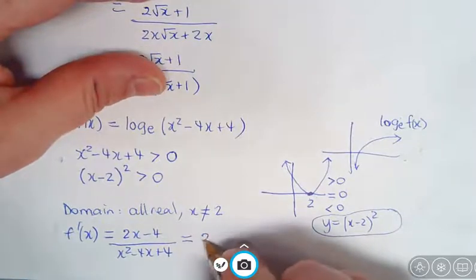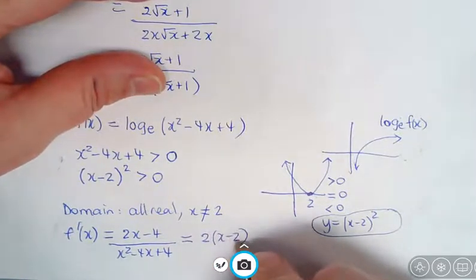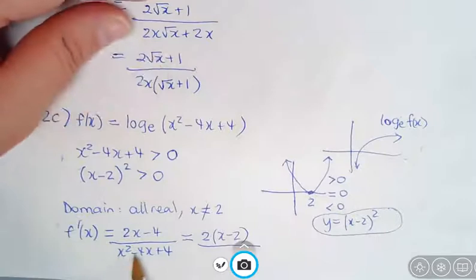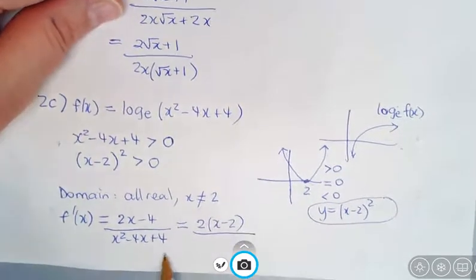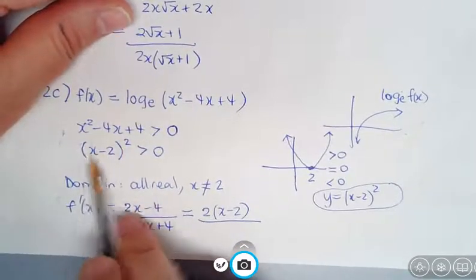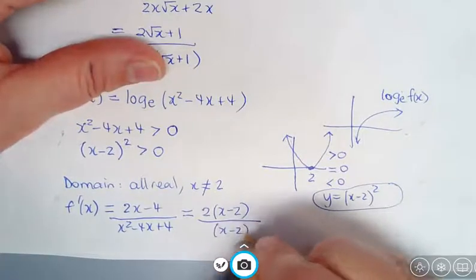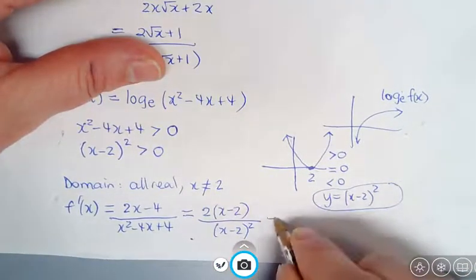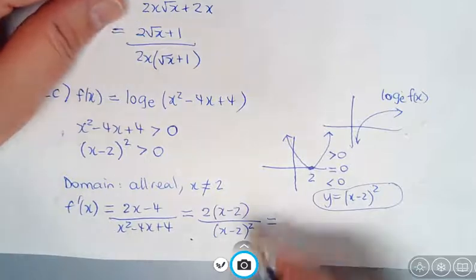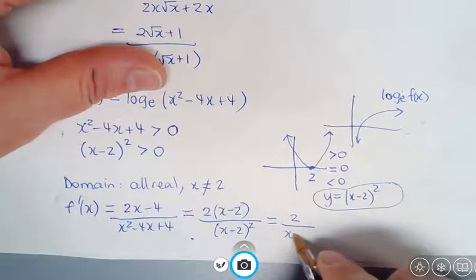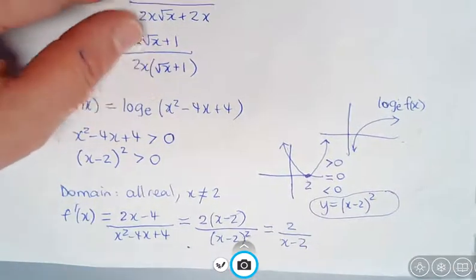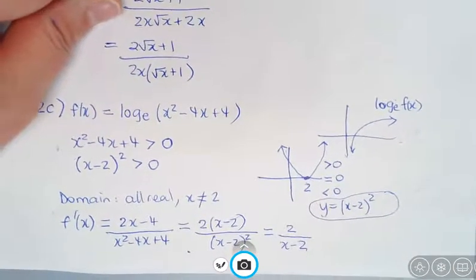2x minus 4 can be factorized, so that's 2 bracket x minus 2. But if you actually look at x squared minus 4x plus 4, you can see that it's actually a perfect square, that it's x minus 2 all squared. So we actually can simplify this, because one of the x minus 2's here cancel with that, so you get 2 over x minus 2. Okay? So just be very careful with that sort of question.